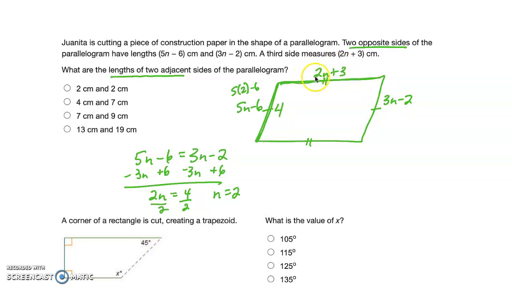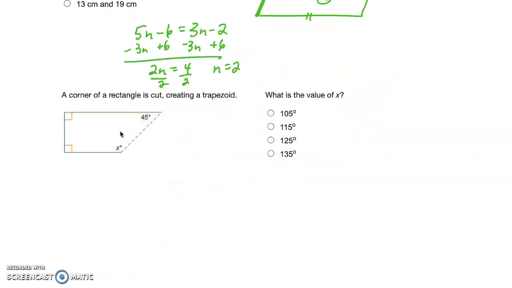Now we need to find this side. So we do 2 times 2 plus 3, and 4 plus 3 equals 7. So we have a side of 4 and a side of 7. Now adjacent sides means the ones next to each other. So the two adjacent sides are 4 and 7.